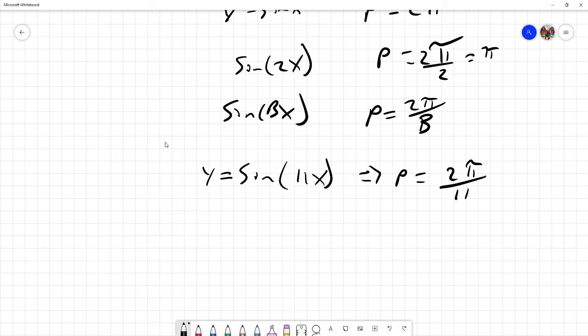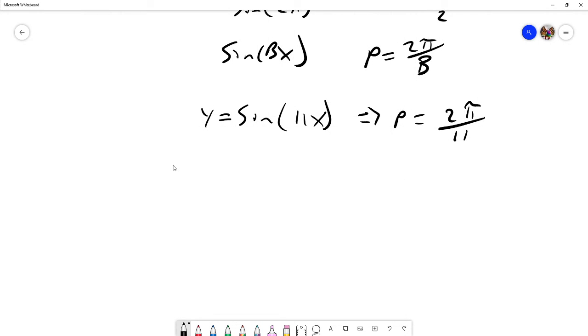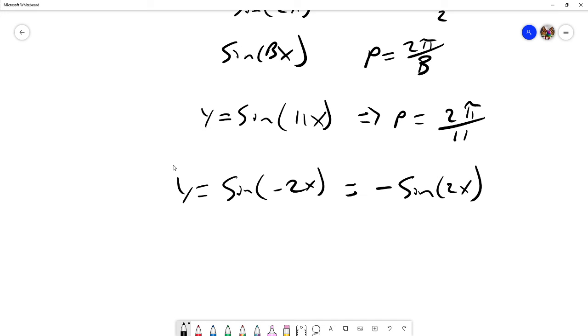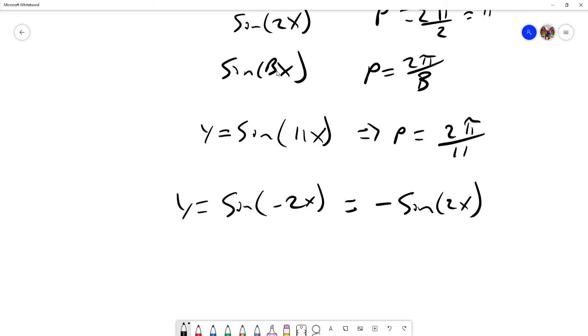Now, there's one interesting feature about the change in period. For example, if y is equal to sine of negative 2x, well, this is really the same thing as negative sine of 2x. So if you have a negative inside, so if b is negative, then you also get that rotation across the x-axis, in addition to, of course, the period change. So when we are multiplying our independent variable inside of our sine, that will correspond to a period change.